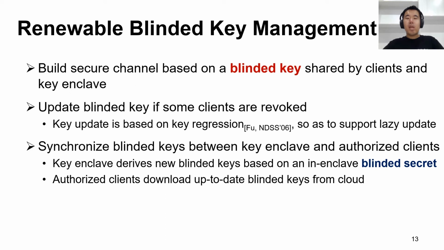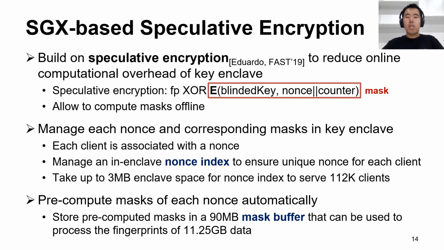Specifically, the key enclave derives each new blinded key based on an in-enclave blinded secret, while the authorized clients download the up-to-date blinded keys from the cloud. To address the third question, SGX-Dedup implements an SGX-based speculative encryption. Speculative encryption builds on the counter mode of symmetric encryption. For example, it encrypts each fingerprint by performing an XOR operation with a mask.